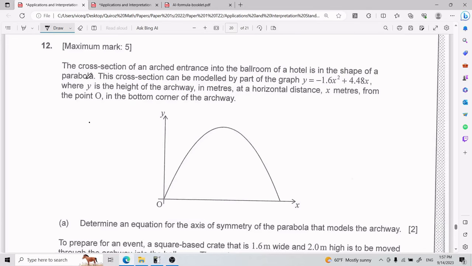Now for number 12, we have that the cross-section of an arced entrance into the ballroom of a hotel is in the shape of a parabola.